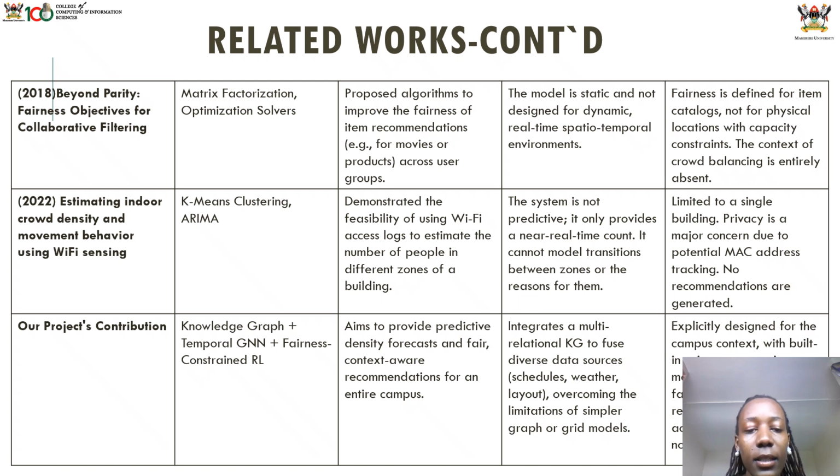Then our project's contribution is going to be using knowledge graphs, temporal graph neural networks, and fairness-constrained recommendation. Our aim is to provide predictive density forecasts and fair context-aware recommendations for an entire campus. This integrates a multi-relational knowledge graph to fuse diverse data sources such as GPS locations, Wi-Fi data and schedules, overcoming the limitations of simpler graph or grid models. And on the contextual limitation, we could say that it's explicitly designed for campus context only.